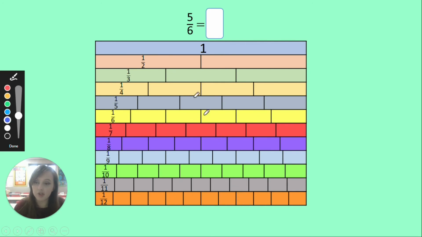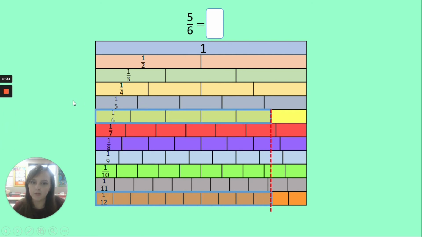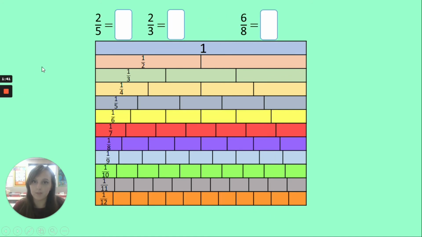If our fraction wall had kept going, we might have found some more equivalent fractions for this as well. There we are. That was a much neater line than the one that I drew, but we can see that 5/6 are worth exactly the same. They take up the same amount of space as 10 12ths.